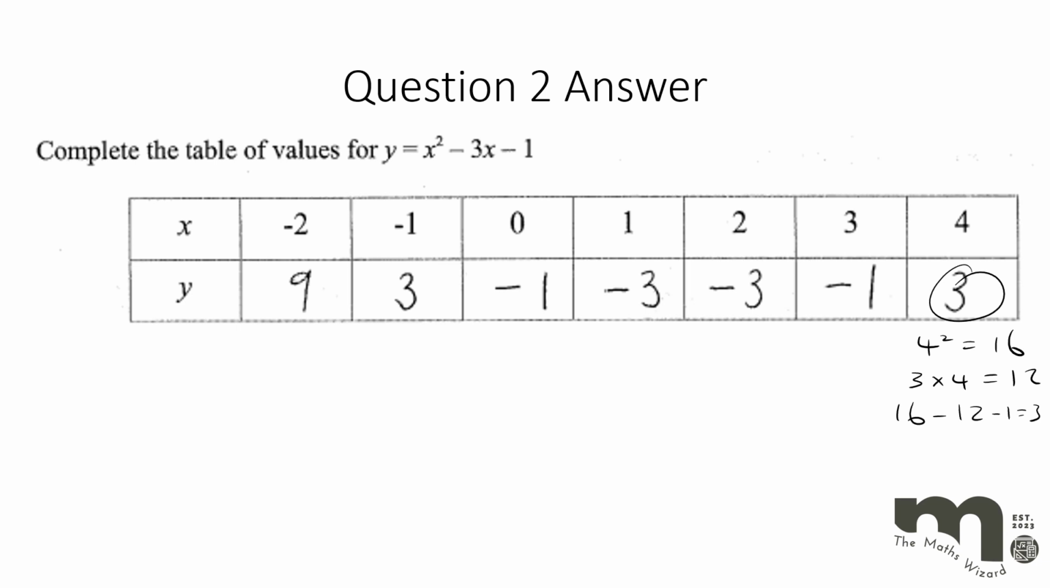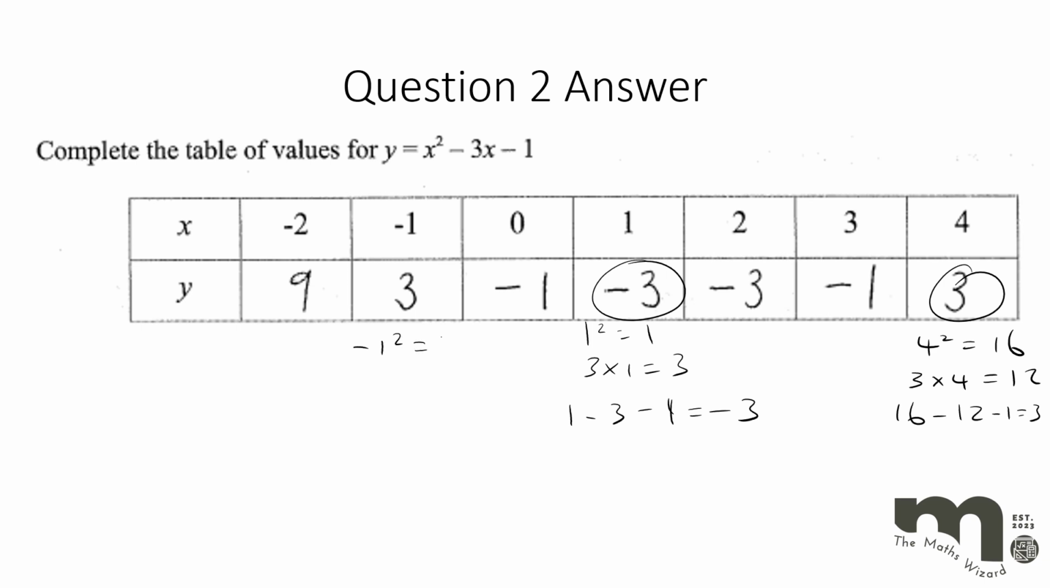If we have a look at 1 then, 1 squared is 1, 3 times 1 is 3, and then we've got to do 1 take away 3 take away 1. So 1 take away 3 is minus 2, take away that other 1, and you get minus 3 just here. If we have a look at some of the negative numbers then, minus 1 squared is 1.